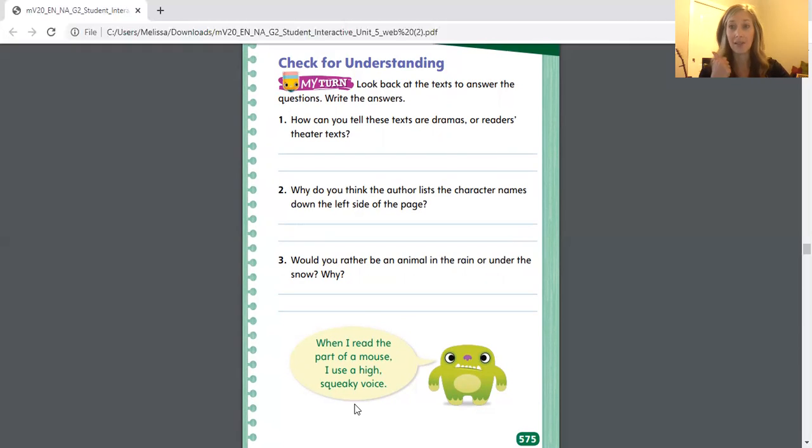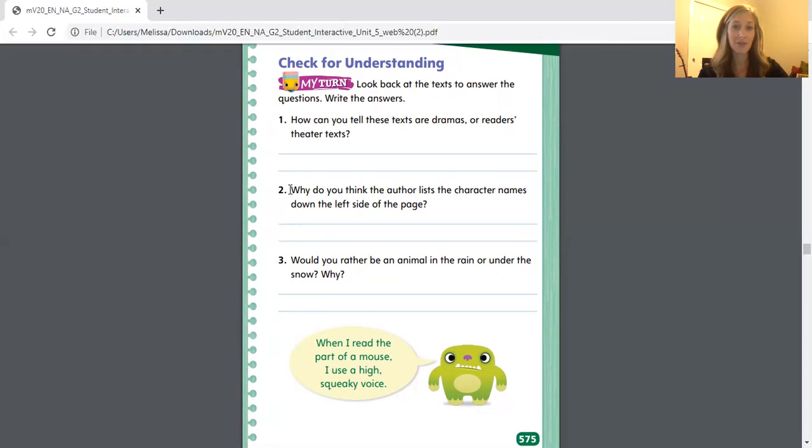Could it be because of the lines that you see? Were there different scenes? Was it the dialogues that you saw happening between the different characters? Tell me, how do you know looking at this that it was a drama? If you're stuck, go back and look at the anchor charts. Take a look to see what does a drama include and identify something that stood out to you. When you're ready, move on to number 2.